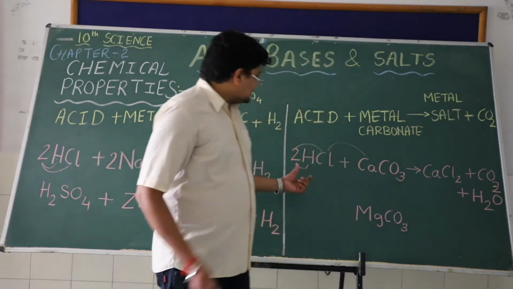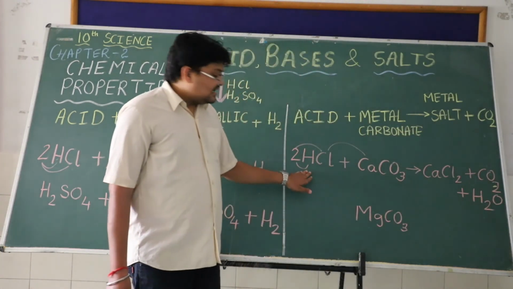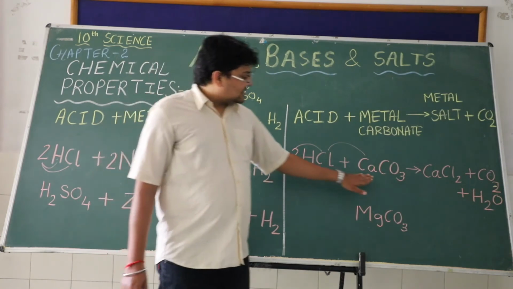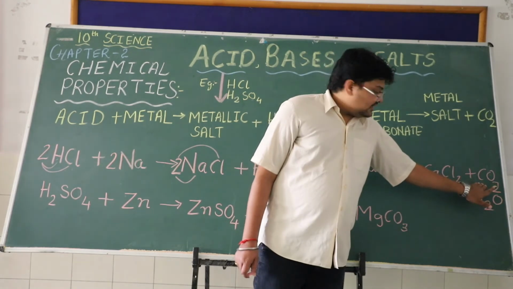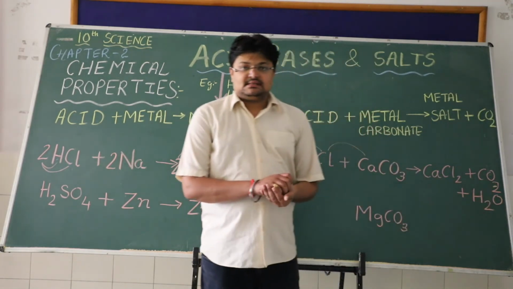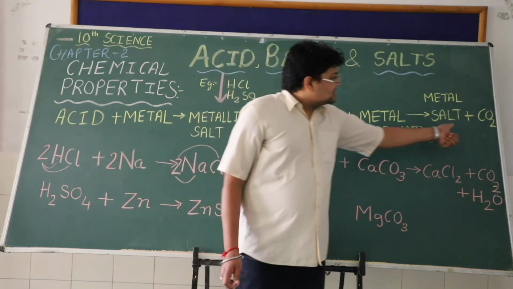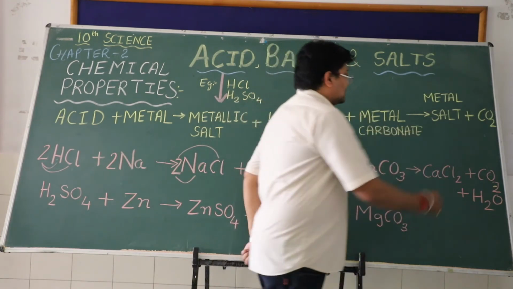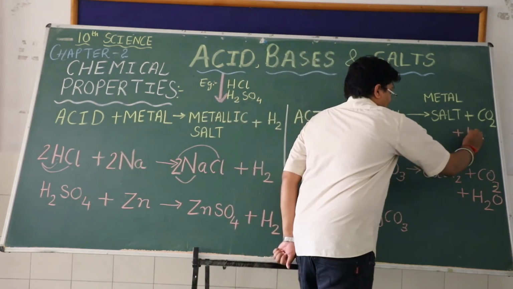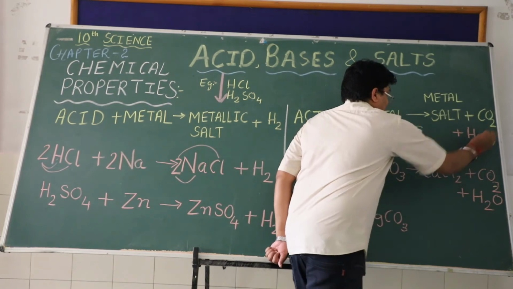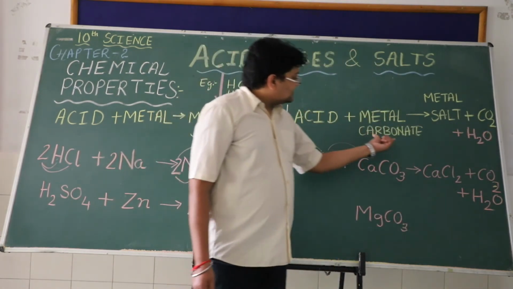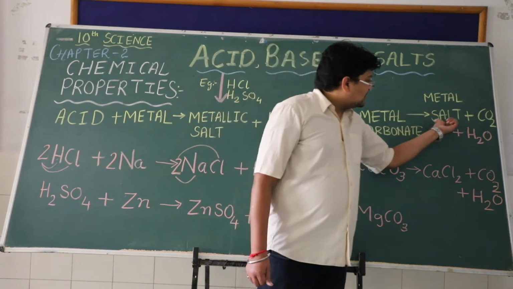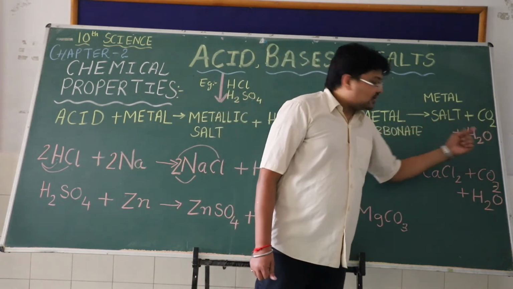So we can read this reaction as when hydrochloric acid reacts with calcium carbonate, it forms calcium chloride, carbon dioxide and water is released. So what happens over here? There is one more byproduct obtained, H2O. So this is our general reaction. Acid when it reacts with metal carbonate forms metal salt plus carbon dioxide plus water.